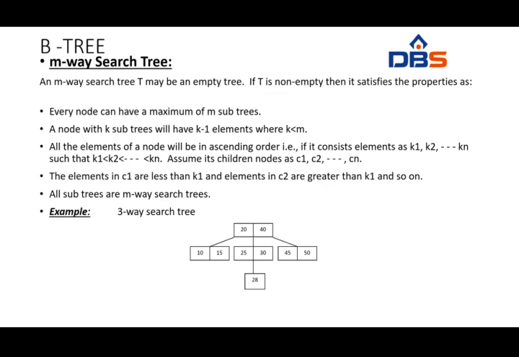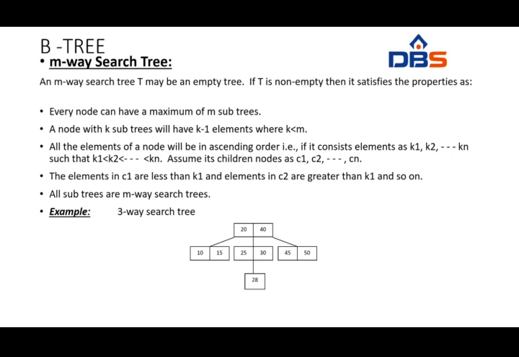Now we go for the B tree, also called an M-way search tree. An M-way search tree, capital T, may be an empty tree. If T is non-empty, then it satisfies the following properties. Every node can have a maximum of M subtrees. A node with K subtrees will have K minus 1 elements, where K is less than or equal to M. All the elements of a node will be in ascending order, that is, if it consists of elements K1, K2 and so on up to Kn, such that K1 is less than K2 and so on less than Kn.